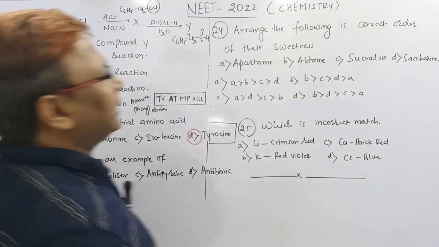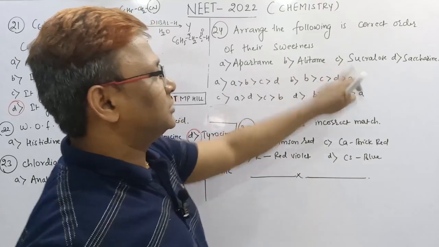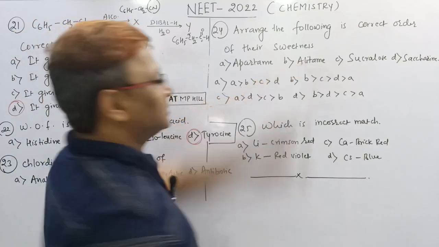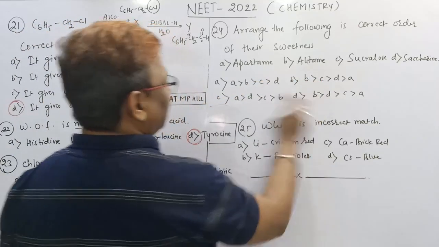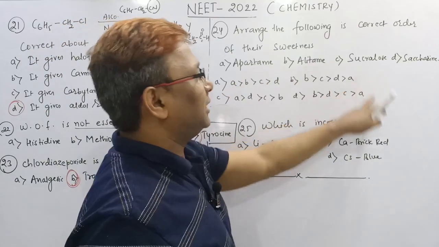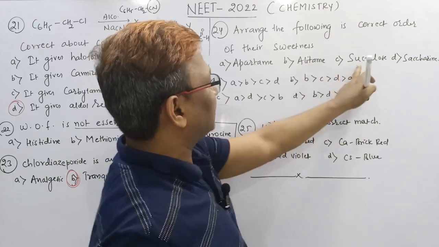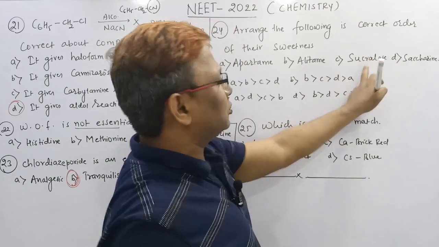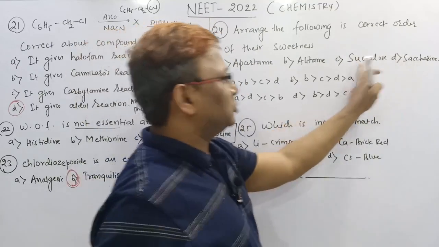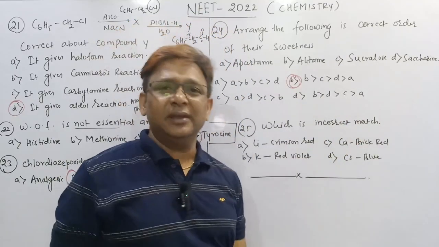Then arrange the following in the correct order of their sweetness. You have to remember this one: aspartame, alitame, sucralose and saccharin. Among them, alitame has higher sweetness than the others. So B will be more. These two will be rejected. Among them, beta, aspartame will have less sweetness. So A and A only, compare with CD and DC, beta. C is sucralose, D is saccharin. Among sucralose and saccharin, beta, sucralose will have more sweetness than saccharin. C should be greater than D. Here, option B will be correct. That is the order of their sweetness.